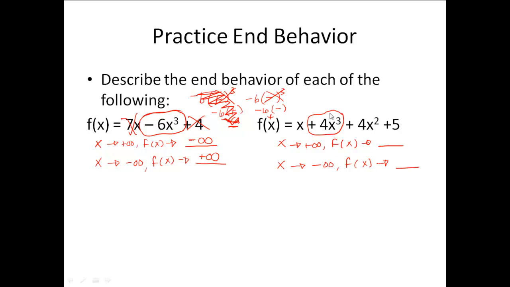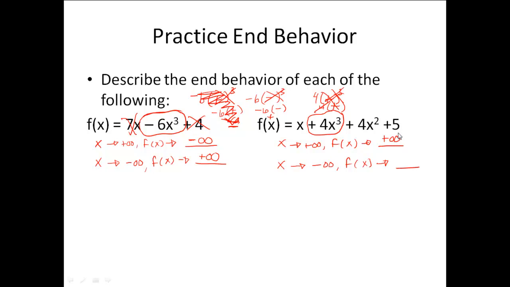So now, got to ask ourselves, what's going to happen if I put a positive number in and I cube it? Well, that will remain positive. Then you have to ask, what happens when I multiply that big positive number by 4? Well, it's going to stay positive. So I would have a positive infinity here.